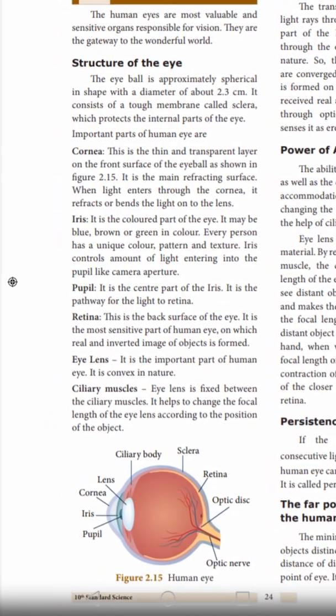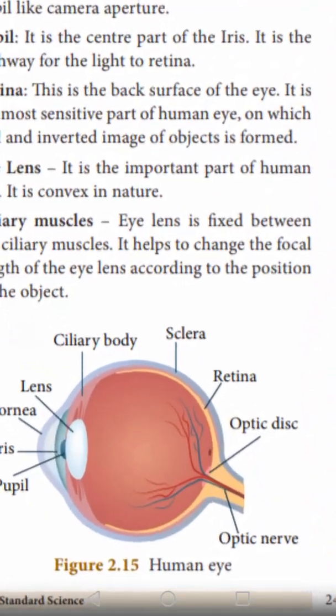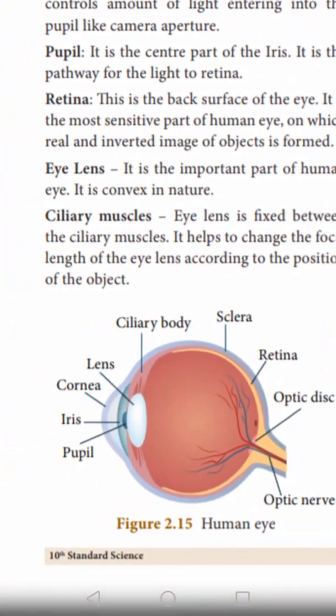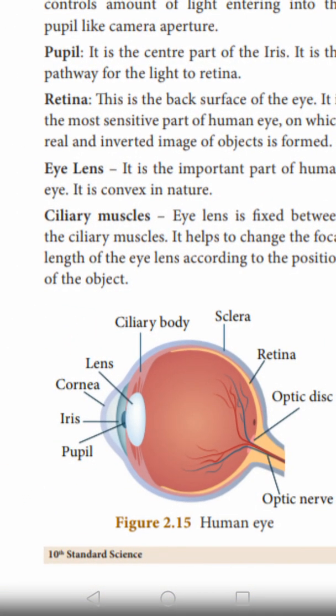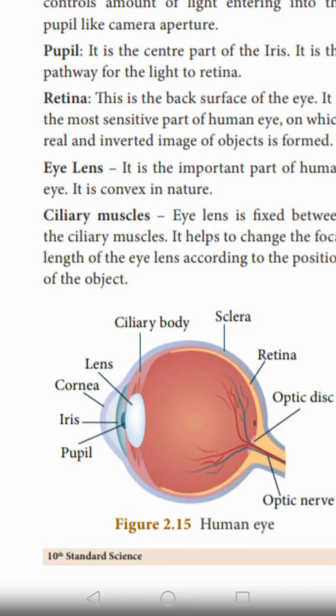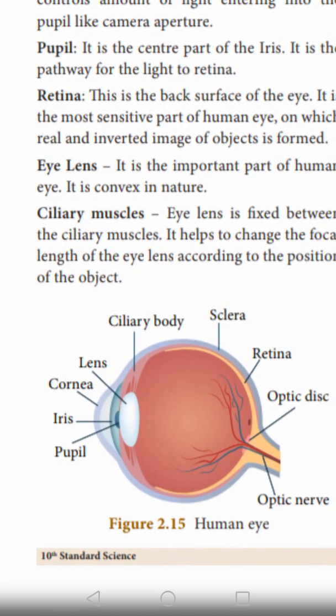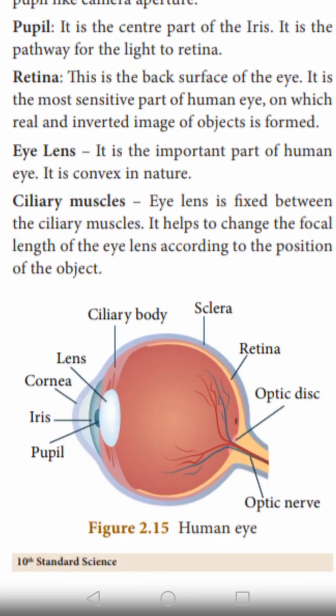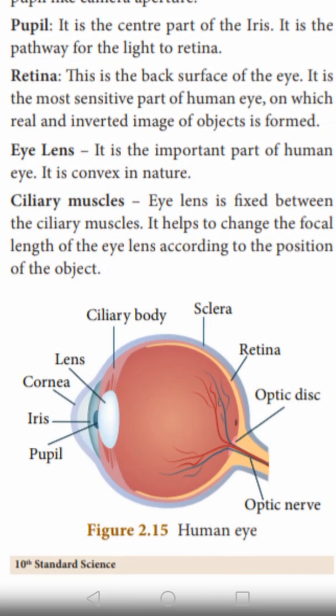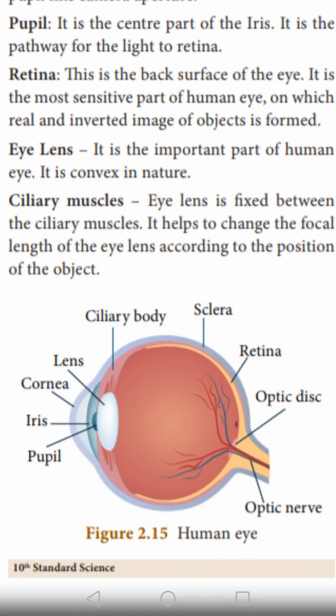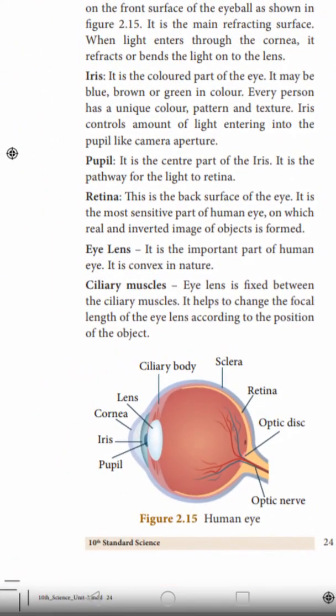Next is the structure of the human eye. First, the outer layer is the sclera. Next is the cornea, then the iris, then the pupil, then the lens. The lens is fixed between the ciliary muscles, that is the ciliary body. Next is the retina, the back surface of the human eye. Next is the optic disc, then the optic nerves. These are the structures of the human eye.